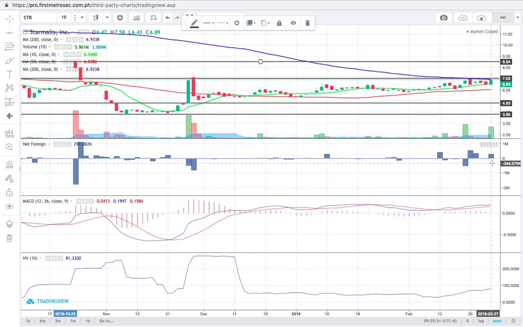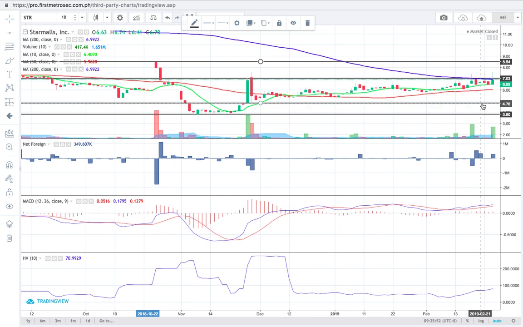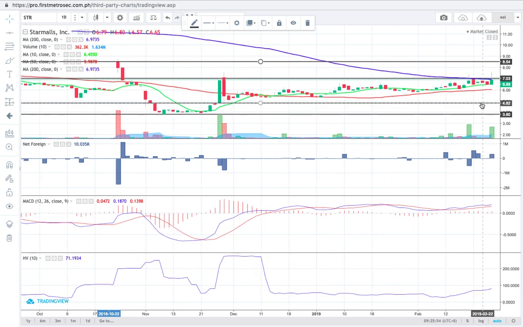Now for the foreign investors' participation, it's not significant as well. It did not even make it above the 1 million mark. The net foreign buying yesterday was only about 300,000 pesos. So I'm not going to factor in the stance of foreign investors in my overall sentiment for STR later. Now for the MACD, MACD is still enjoying its position above the signal line, as well as the position of the price above the 10-day simple moving average. So this is bullish, that's 1 point for the bulls for me.